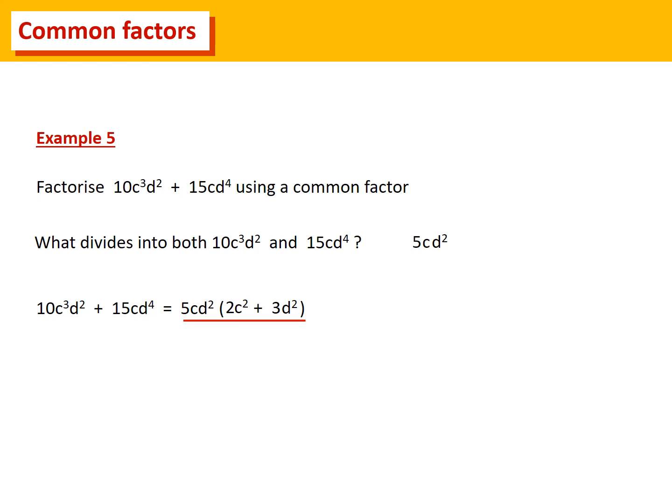Just check when you multiply back. 5 times 2 gives me 10. C times c squared gives me c cubed. And I've got the d squared to match the d squared there. For the second term, 5 times 3 gives me 15. C covers the c there. And then d squared times d squared gives me d to the 4.